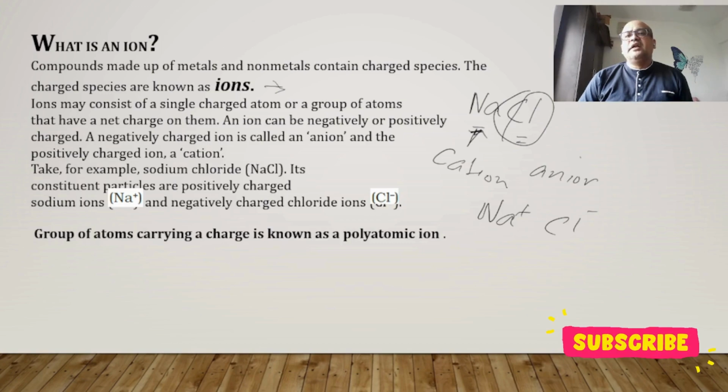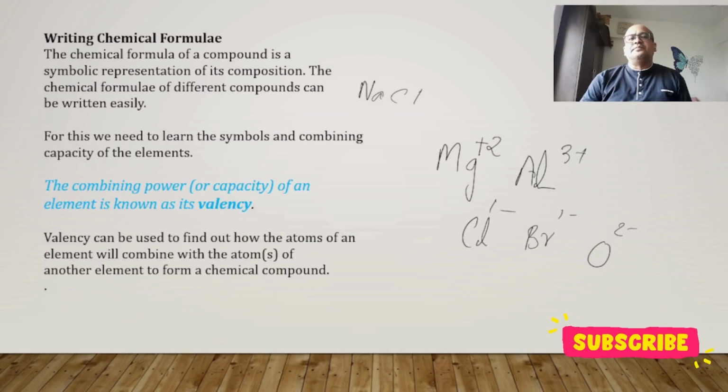An ion can be negatively or positively charged. A negatively charged ion is called an anion, and a positively charged ion is called a cation, right? If you take the example of sodium chloride, you'll see a cation and an anion. Here sodium has a positive charge and chloride has a negative charge. A group of atoms carrying a charge is known as a polyatomic ion.